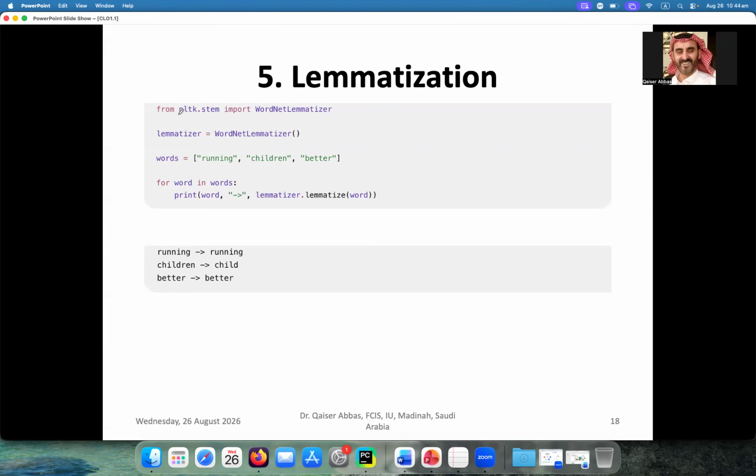So now here nltk.stem again, and we are importing WordNetLemmatizer. So now this program is also available there for lemmatization.